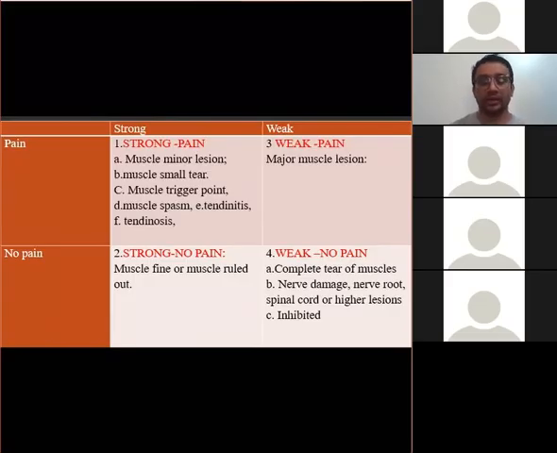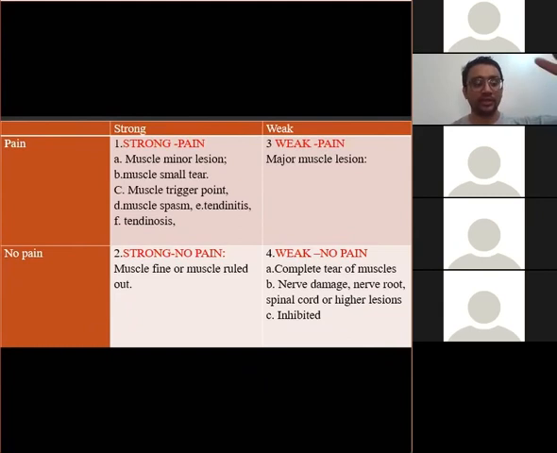Okay guys, if you look at the chart here, I have 4 matrices, one for strength and weakness, another for pain and no pain. Option number 1, the muscle is strong, 5 by 5, strength is good, and there is some pain. And we said that likely means a minor muscle lesion. Now what is a minor muscle lesion? Maybe a small tear, maybe there is a trigger point, maybe some tendons are involved, tendinitis or tendinosis, or any muscle spasms. Does that make sense? So those are the options.